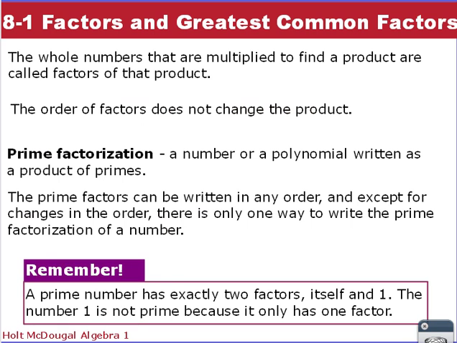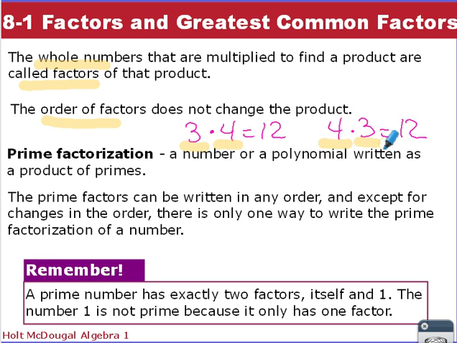So we're looking at whole numbers. Whole numbers that are multiplied together to find a product are called factors. So a factor is a whole number. The order of our factors won't change the product. We could say 3 times 4 equals 12, and also 4 times 3 equals 12. In this case, 3 and 4 are two factors, and they happen to be factors of 12.